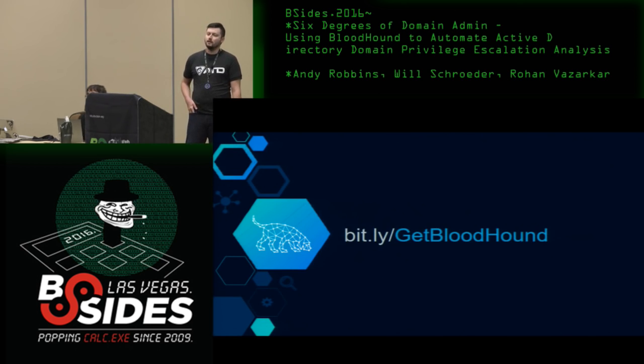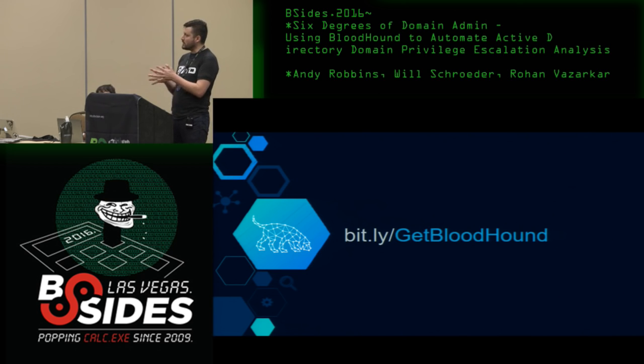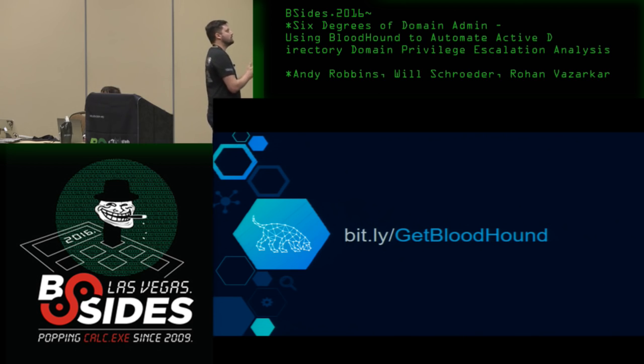Awesome. So, DEF CON, Saturday, 1 p.m., track one, is when we will be making Bloodhound free and open source. We have a couple of things we need to tweak. We're not quite ready to release it right now. At that time, go to bit.ly/getbloodhound. That'll redirect you to the GitHub repository where you can download Bloodhound.